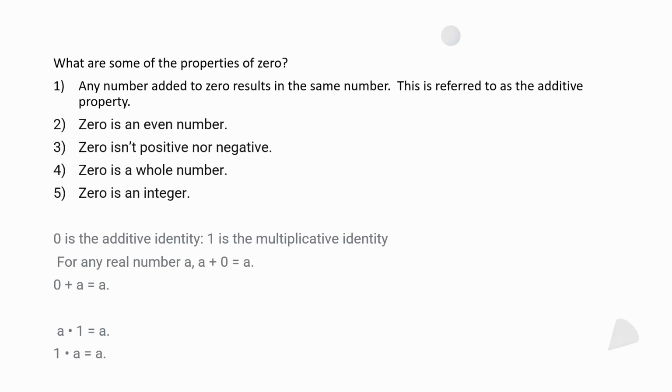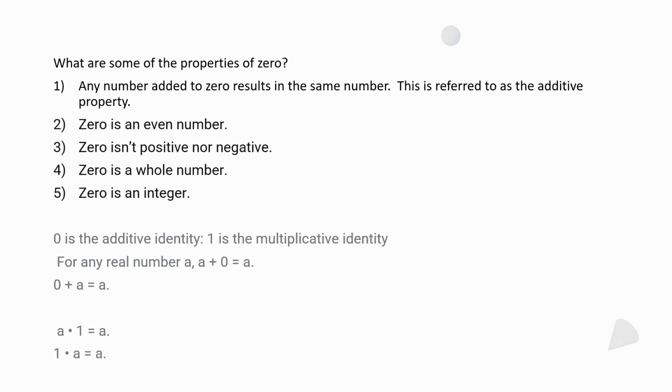Zero is an integer. So when we talk about the additive property, zero is the additive identity, meaning that for any real number a, and this is algebra, but don't be confused, it could be any number. We could replace a with the number 10. It's just a placeholder. So for any real number a, a plus 0 equals a. So if we said 10 plus 0 equals 10. Any number that you add 0 to, you're still going to get that number. 0 plus a is a plus 0 is a.